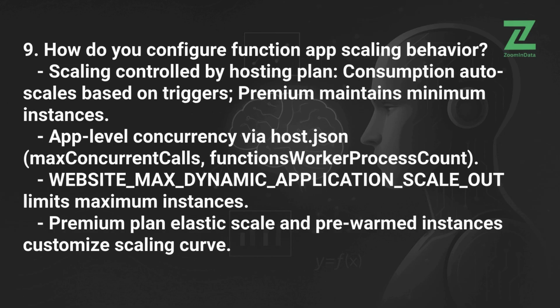9. How do you configure function app scaling behavior? Scaling is controlled by the hosting plan. Consumption auto-scales based on triggers. Premium maintains minimum instances. App-level concurrency is set via host.json, including max concurrent calls and functions worker process count. WEBSITE_MAX_DYNAMIC_APPLICATION_SCALE_OUT limits the maximum instances. Premium plan elastic scale and pre-warmed instances customize the scaling curve.